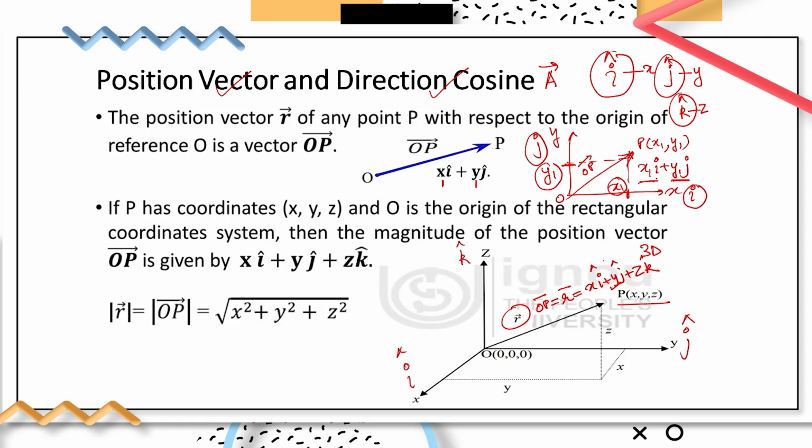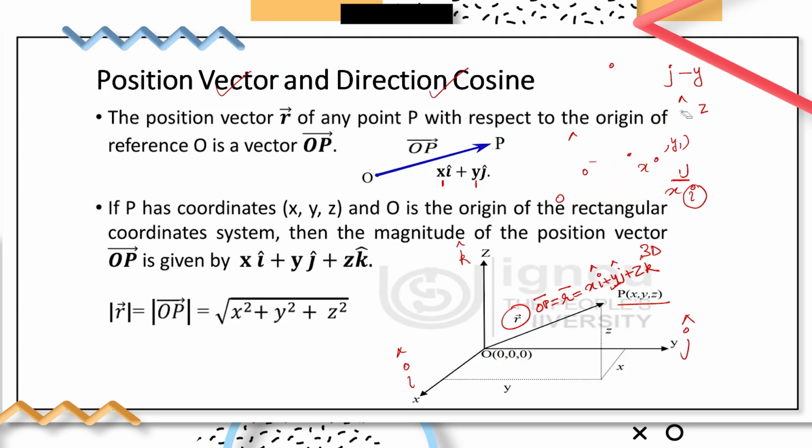Now, the question is how to determine the magnitude. In order to determine the magnitude, we simply need to understand the concept of Pythagoras theorem. Let me recall, what is Pythagoras theorem? Pythagoras theorem is hypotenuse square is equal to base square plus height square. So, let us understand how to determine the magnitude.